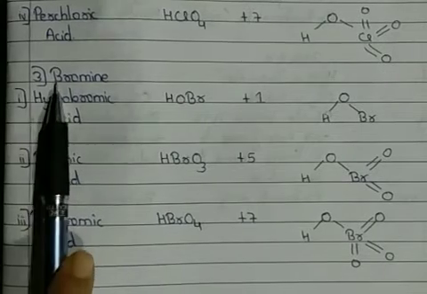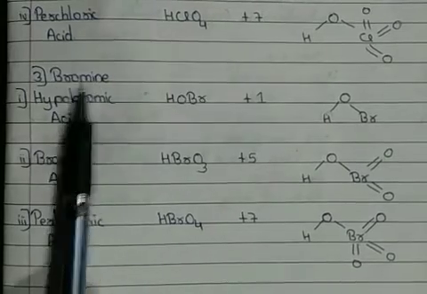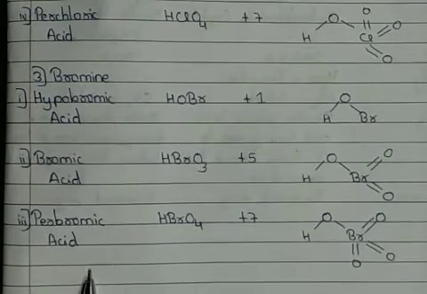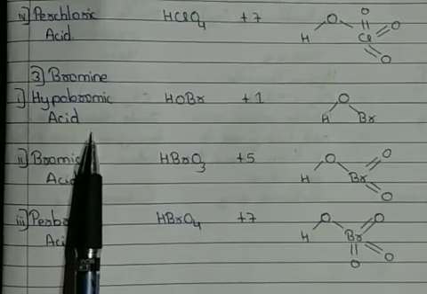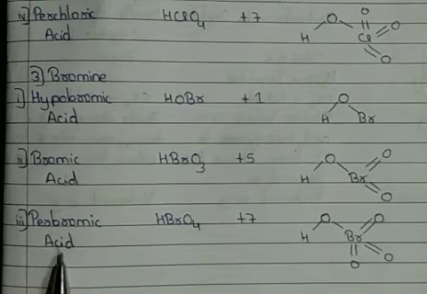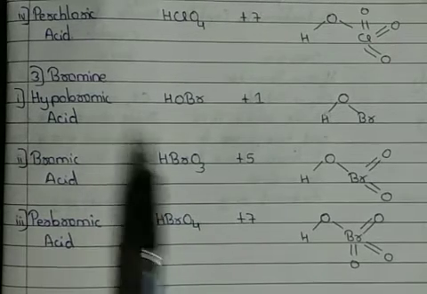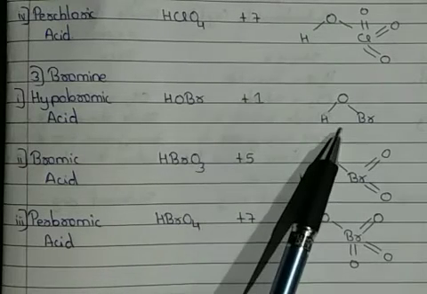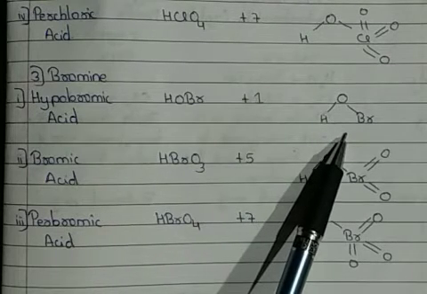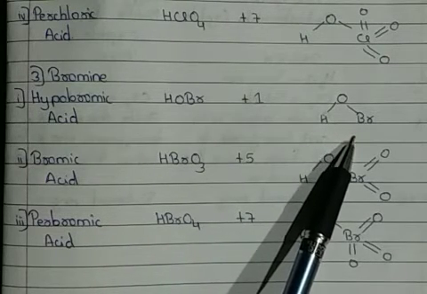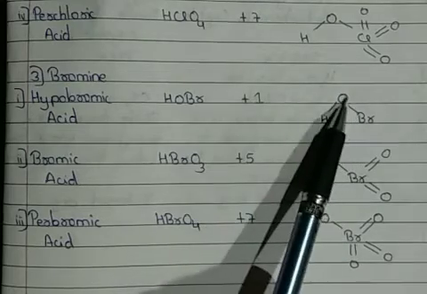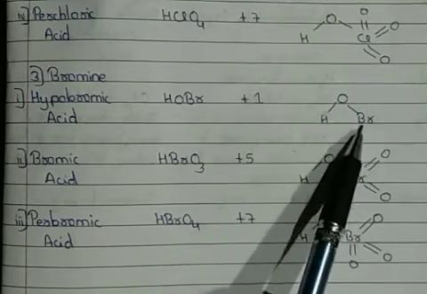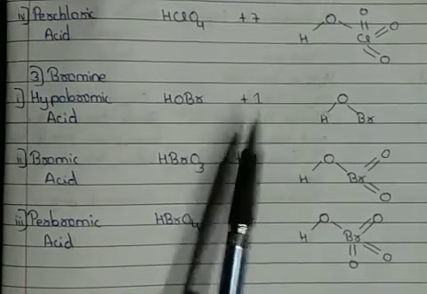The next we have is oxoacids of bromine. Bromine can combine to form 3 oxoacids: hypobromic acid, bromic acid and perbromic acid. Hypobromic acid, that is HOBr, which is same as hypochlorous acid and hypofluorous acid. So in this OH and Br, so Br is having 1 bond, +1.